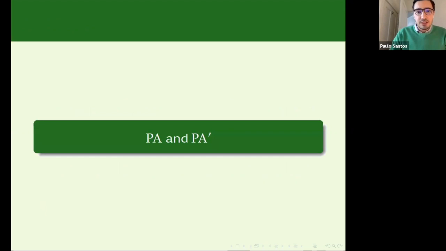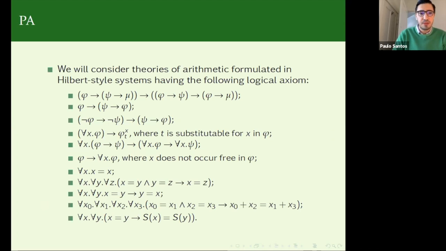So to address k-provability in PA, we introduced an auxiliary theory, PA prime, that is equivalent to PA. And I will say just some words about this theory. Regarding PA, we considered these logical axioms in a Hilbert-style axiomatization. I'd like to emphasize here that these axioms are all schemata, in the sense that none of these axioms stand for a very concrete formula.